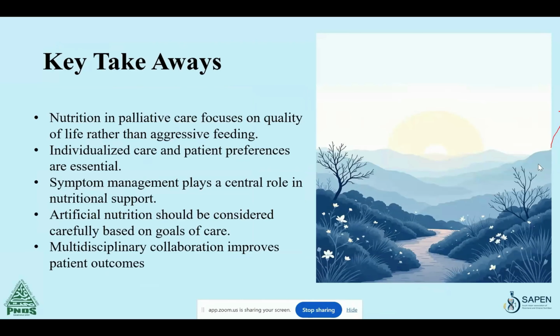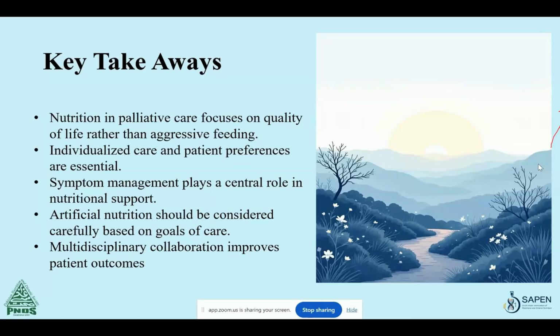Because most of the time, if we think patient is on palliative care, oh, it's a terminal illness, we should not be doing this. It's not like this. We have stages of palliative care, and as per the specific stage, there are specific prescriptions or specific treatments, nutritional treatments we should be focused on.